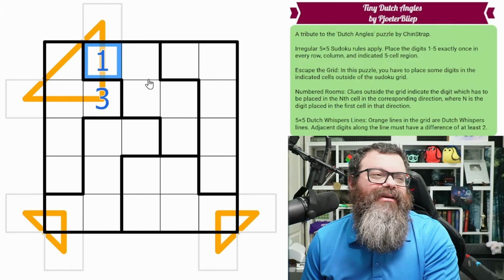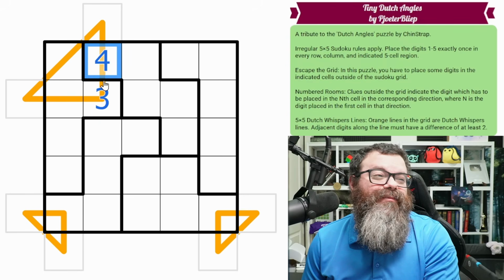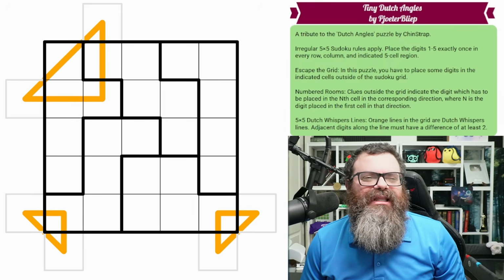3 could go with 1, it could go with 5, it could go with 6. But not a 2, not a 3, not a 4. And that's it. Those are the rules. There's a link in the description if you'd like to try the puzzle yourself. And I'm going to get started right now.